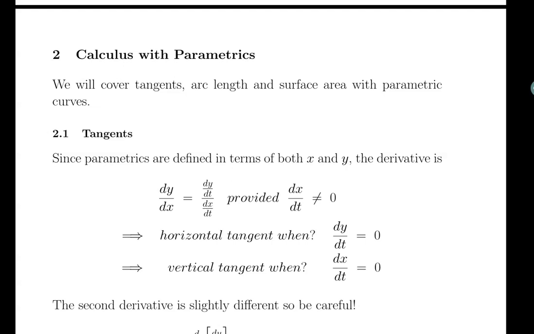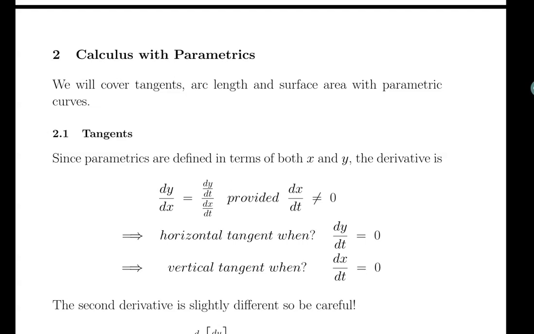Okay, so again, calculus now with parametrics. In particular, we're going to talk about first and second derivative, arc length, and surface area. So we will be returning to similar formulas that we did before in Math 150, but the good news is they're actually a little easier, oddly enough, with parametrics, or not really oddly enough, you'll see why.